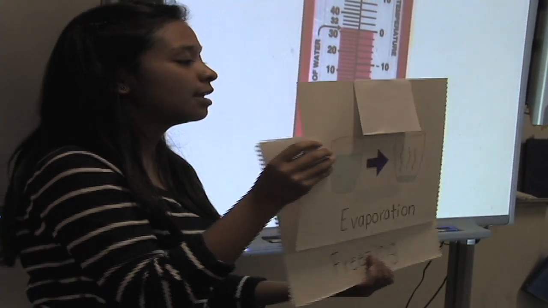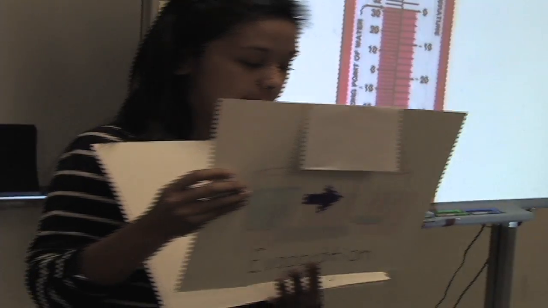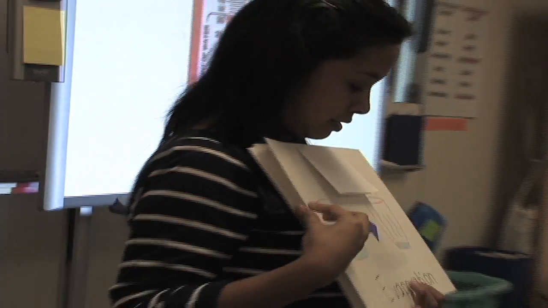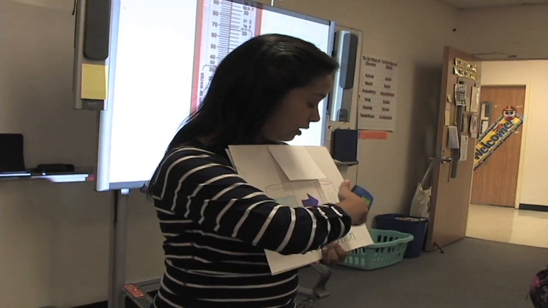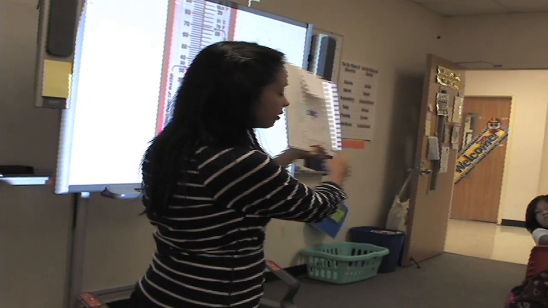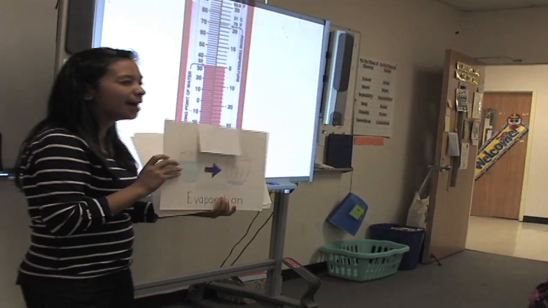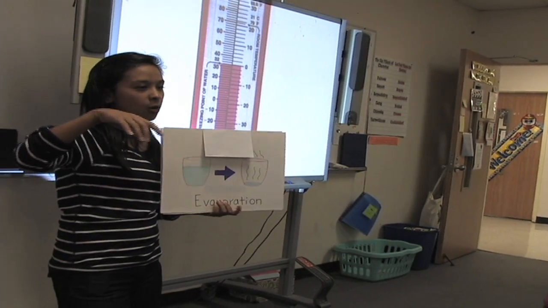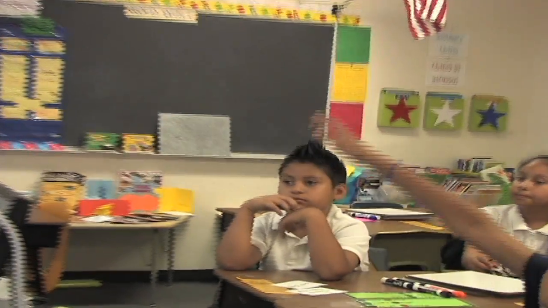Evaporation. Now, when liquid disappears, it has changed to a gas state. See, the liquid is disappearing. When water becomes gas, it's called evaporation. What do you think happens whenever it rains? What do you think happens to the puddles of water that are left? Kevin. It evaporates. Why? By the sun.